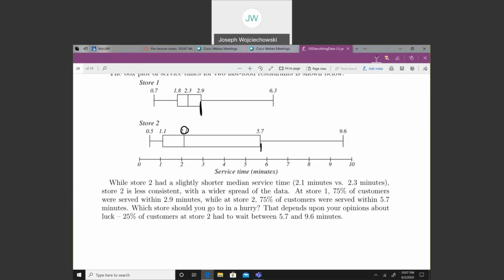Or more to the point, 75% of the customers at Store 1 get in and out under 3 minutes. So again, it's a matter of how you look at it, what your goal is. Because while the average time here is lower, the spread is not as wide here. You may very well be the unlucky soul that has to wait 9.6 minutes.